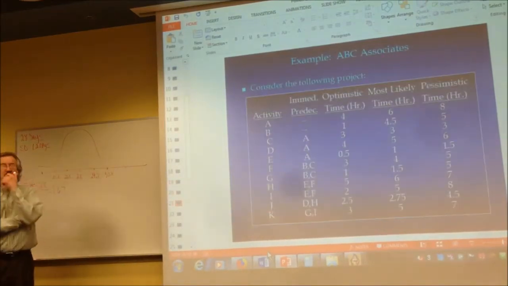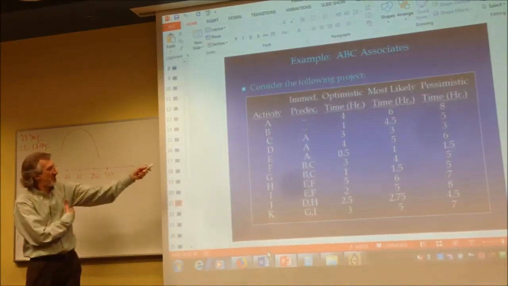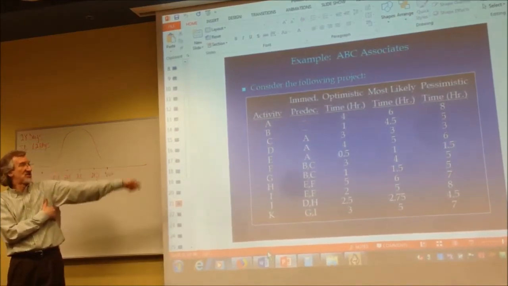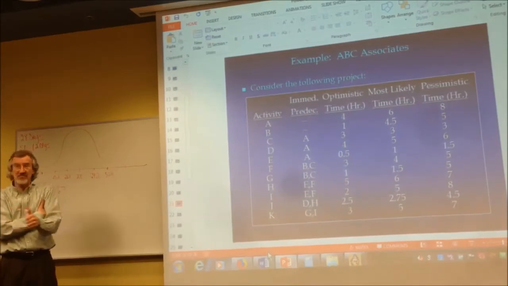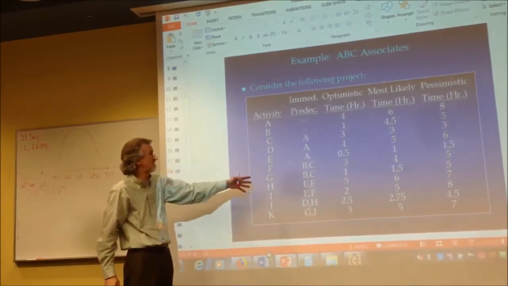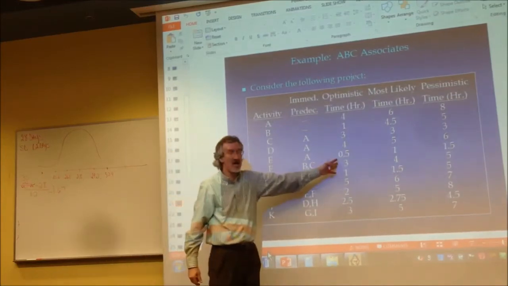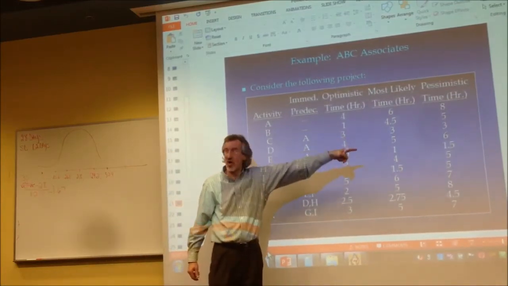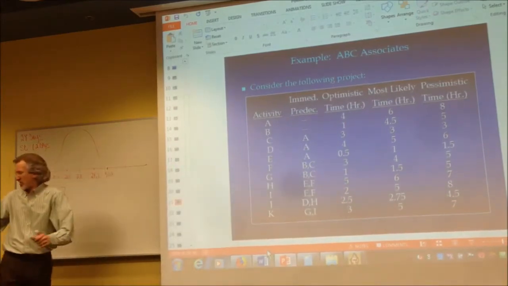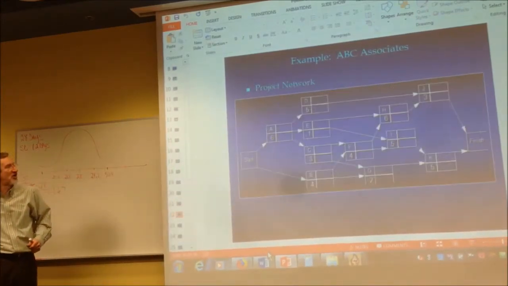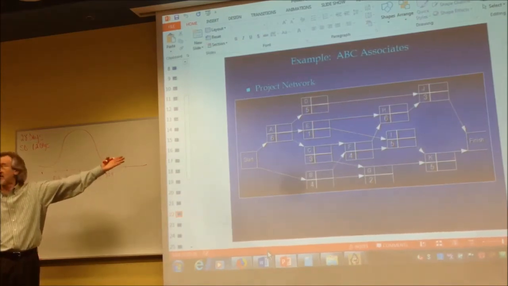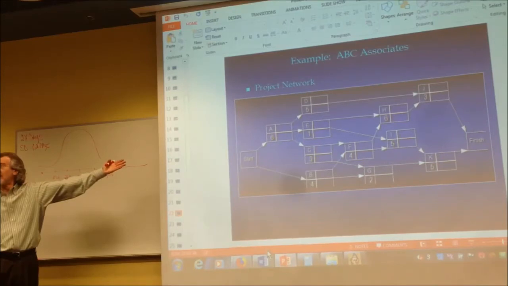Here's our example. There's 11 activities. You can see what precedes each activity. Multiple activities precede other activities. Shortest amount of time called the optimistic, longest amount of time called pessimistic, most likely time, right? We do a forward pass, we set this all up, we chart it. Again, I'm not going to make you draw that. If this is involved, I'm handing this to you, but it is going to be blank like that.